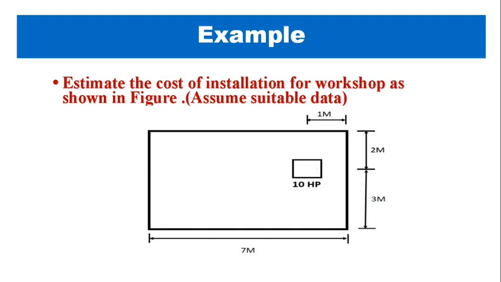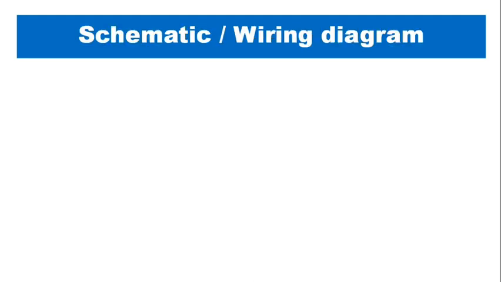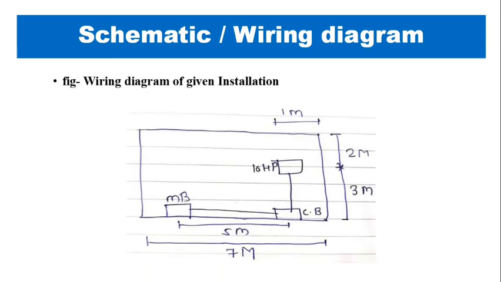So first we will draw the schematic diagram for this installation. So you can see this is the schematic diagram for this installation. In this you have to assume the position of main board and control board. So you can see in this diagram, I have assumed that main board is 1 meter from the left side wall and control board is 5 meter away from the main board, that is in line with your 10 HP motor.